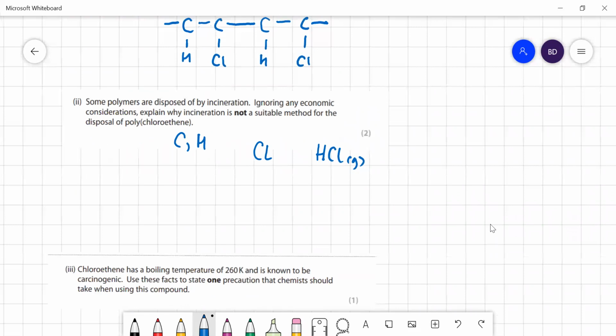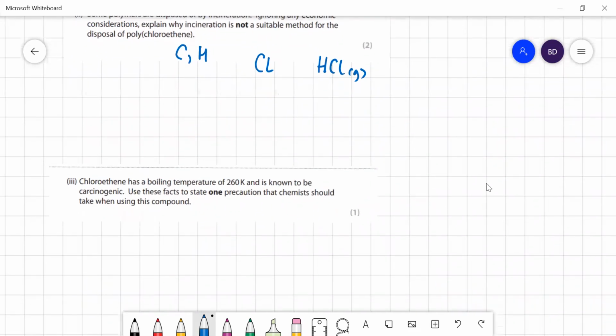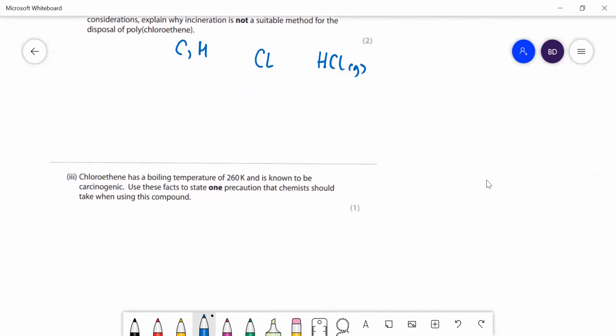Right, chloroethene has a boiling temperature 260 K and is known to be carcinogenic, so that means it's known to potentially cause cancers. Now, room temperature, 0 is 273 Kelvin, so that means this is a gas. It's a gas that can cause cancer, so it should be only used in a fume cupboard. I think that's the point they're trying to get across there.